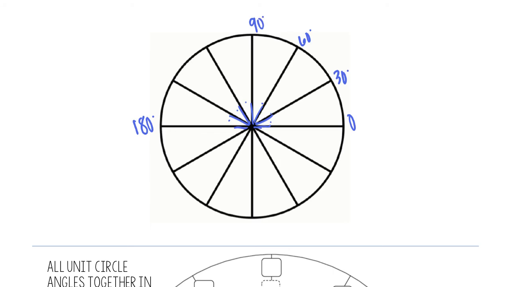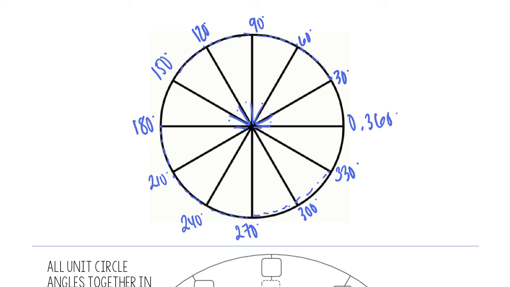So we have 0 plus 30 is 30. 30 plus 30 is 60. 60 plus 30 is 90. 90 plus 30 is 120. 120 plus 30 is 150. And you keep on going around. 180 plus 30, we get 210 degrees. Plus 30, we get 240. Plus 30, we get 270. Plus 30, we get 300. 330, and then all the way back around to 360. So when we count by 30s, those are the angles that we get.